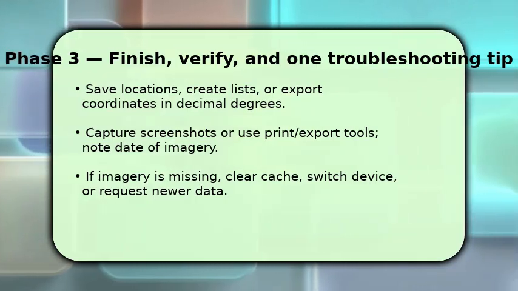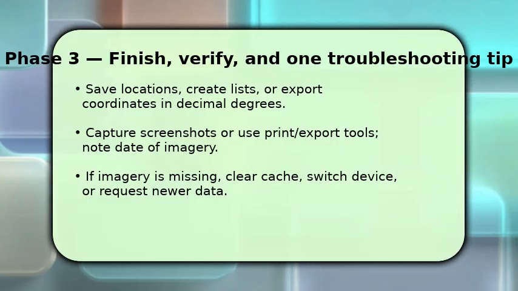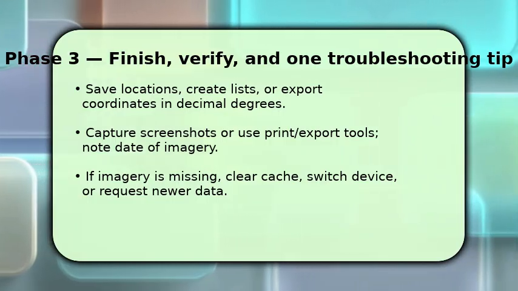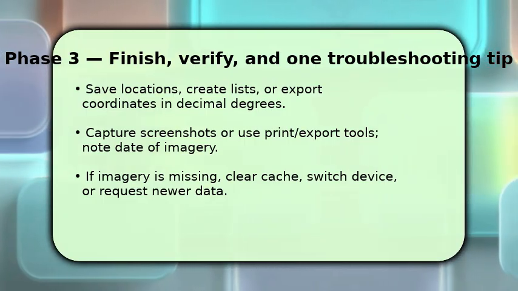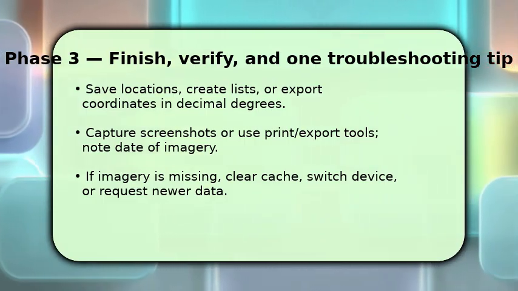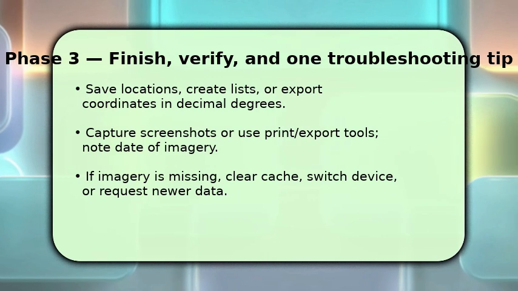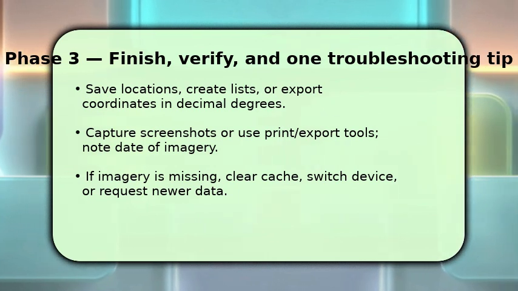If you encounter blurry or missing tiles, clear your browser cache, try a different device or network, and make sure the app is updated. If problems persist, report outdated imagery through the app so Google can prioritize updates. This often resolves long-term issues.